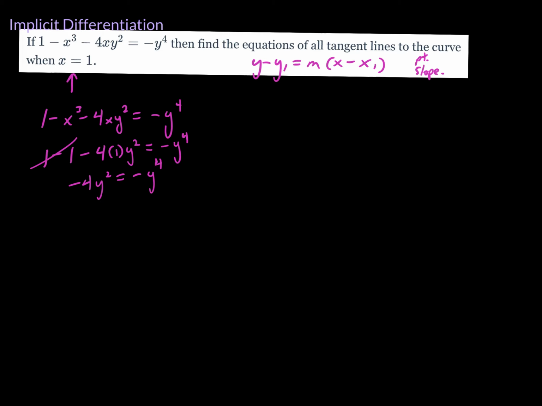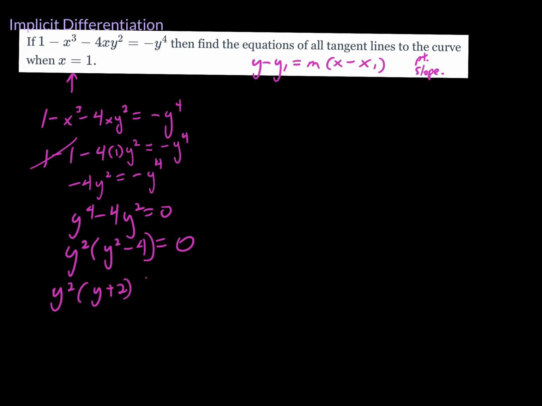All right, let's see what we get. I'm going to get those onto the same side, which would make it y to the 4th minus 4y squared. I'm going to take out a common factor of y squared, which leaves me with y squared minus 4. This is y squared times y plus 2 times y minus 2. Which means when we set each of these equal to 0, you're going to get y equals 0, you're going to get y equals negative 2, and you're going to get y equals positive 2.